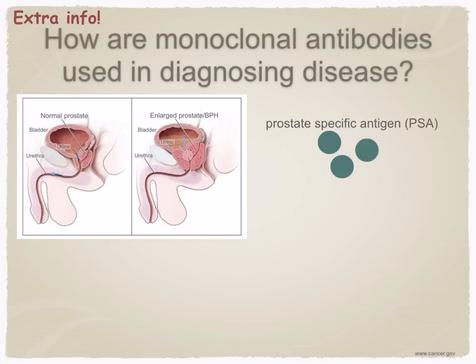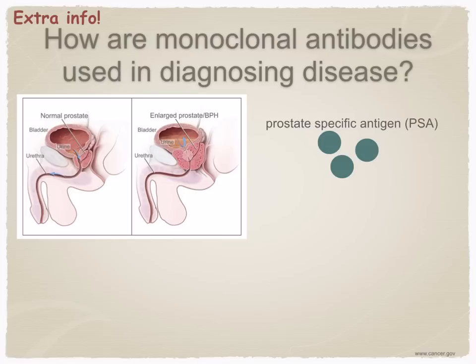Okay, a little bit of extra information. Looking at how monoclonal antibodies are used to diagnose prostate cancer. So monoclonal antibodies are very useful in the diagnosis of disease, for example, influenza, hepatitis, and chlamydia. They're also useful in diagnosing cancers, for example, prostate cancer.